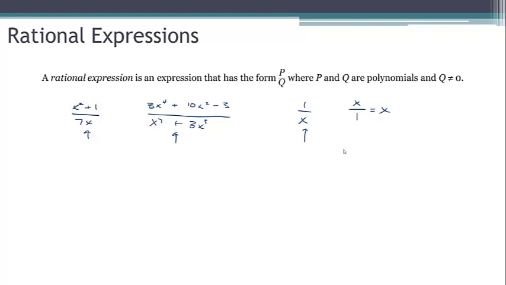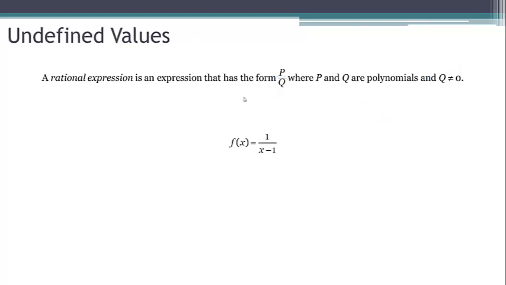All right, so you notice here this special little qualifier at the end here, right? Q, that's the polynomial in the bottom, can't be equal to 0, right? And that comes from our basic algebra arithmetic concept that you can't divide by 0. So this brings us to our next topic here. Where is a rational expression undefined? Well, this is actually simple enough. It's undefined at any value of x where the denominator is equal to 0.